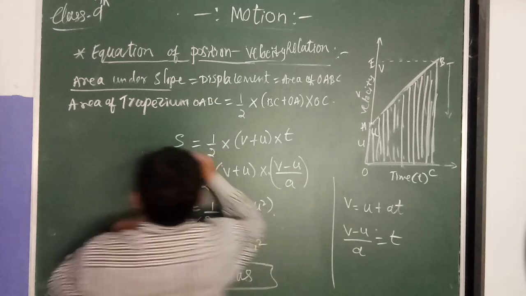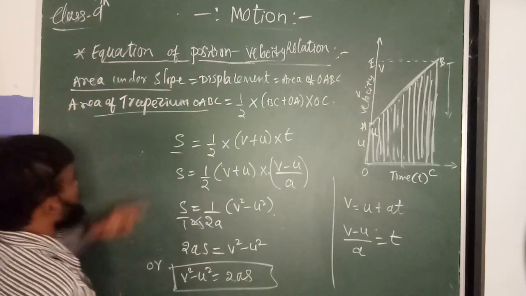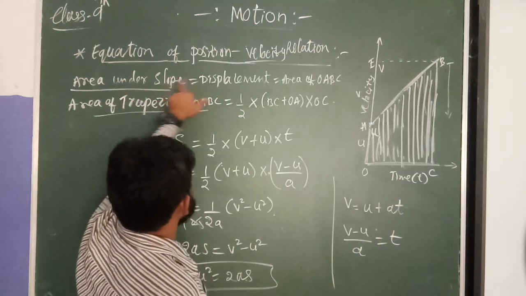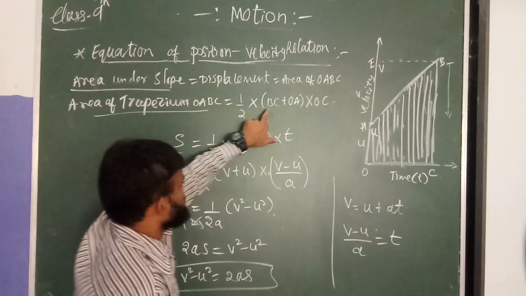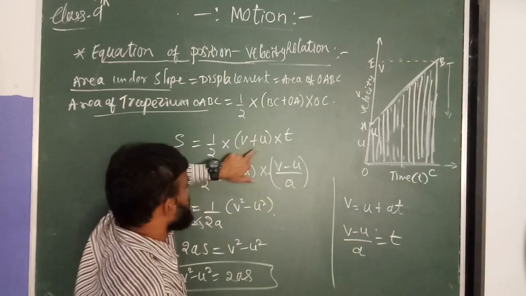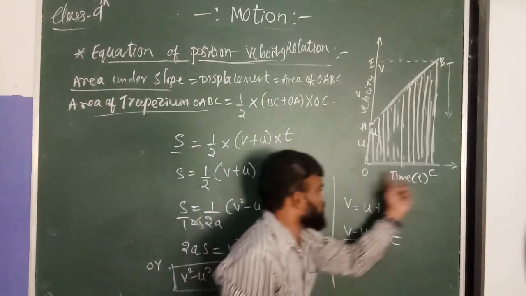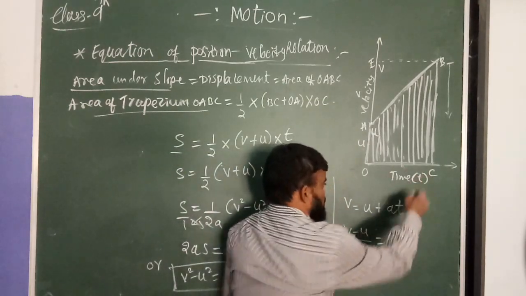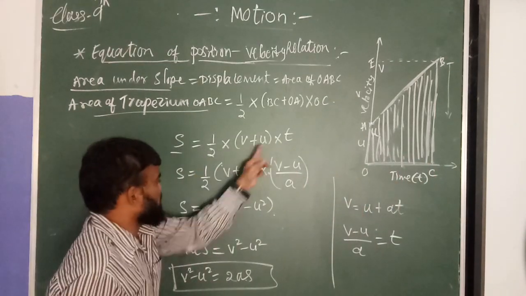This is the trapezium we have taken, that is for displacement. So under the slope is displacement. Displacement is equal to half of BC, the final velocity V, plus OA, the initial velocity U, into OC. OC is the time T. So here S is equal to half into V plus U into T.